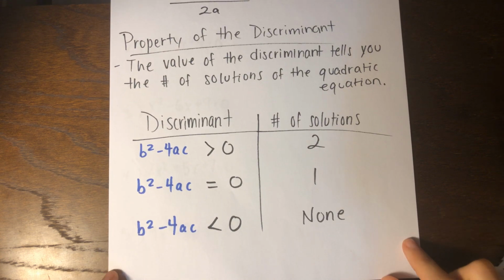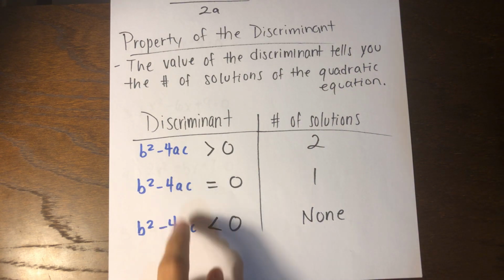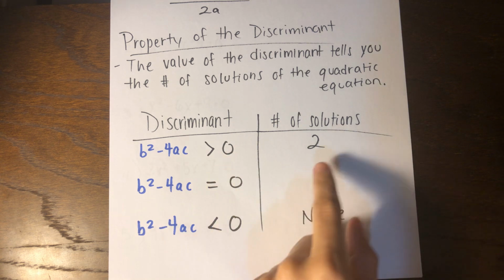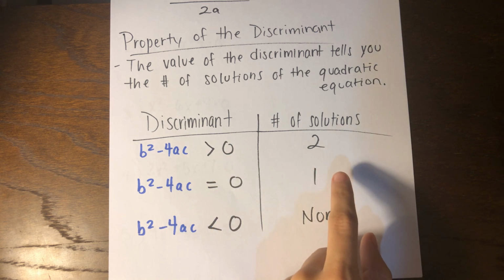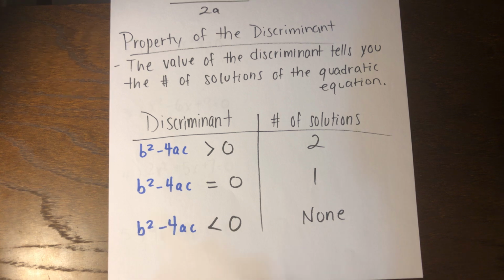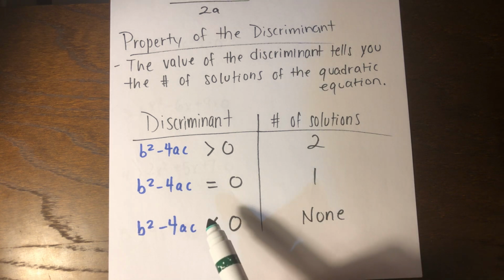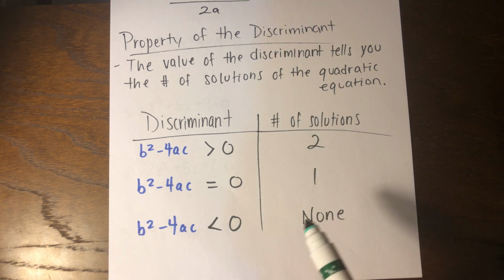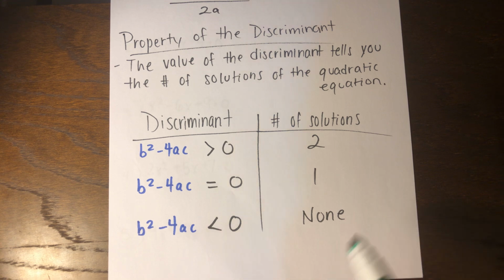Okay? So when you solve for the discriminant, if it's greater than 0, that means the quadratic equation is going to have two solutions, two answers. Okay? If it's equal to 0, you're only going to have one answer. And if it's less than 0, you're going to have no answers. Okay? This is what we're going to do.